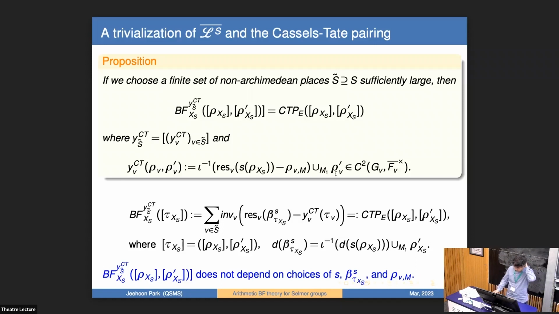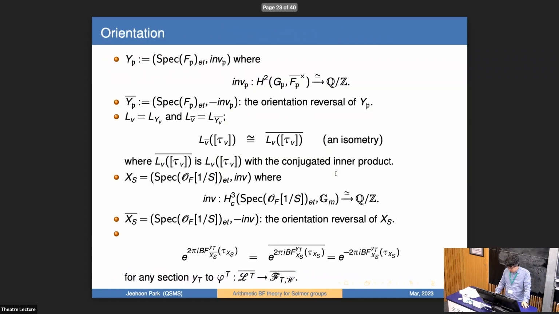And this is why mathematicians already use such a section in the business. Okay, here's another comment on orientation. If you develop the theory, then the orientation business can be incorporated in this arithmetic BF theory.